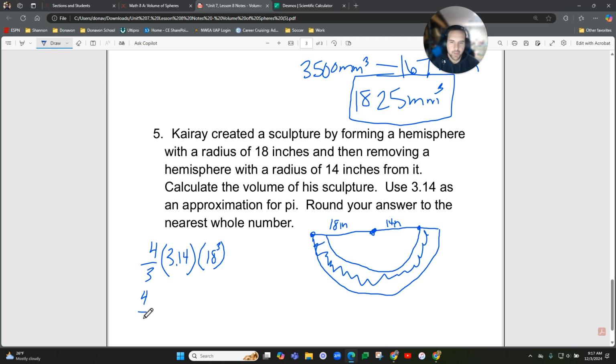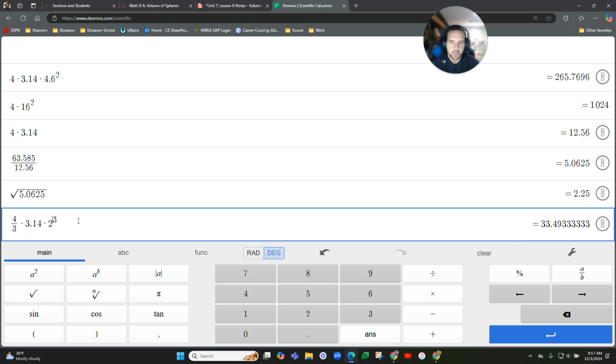The formula for the other one is going to be the same thing, but instead of 18 it's 14. Again, same thing, this is only a hemisphere as well, so I'm going to divide that by 2. All I'm going to do is go into Desmos and figure out what the volume of this is.